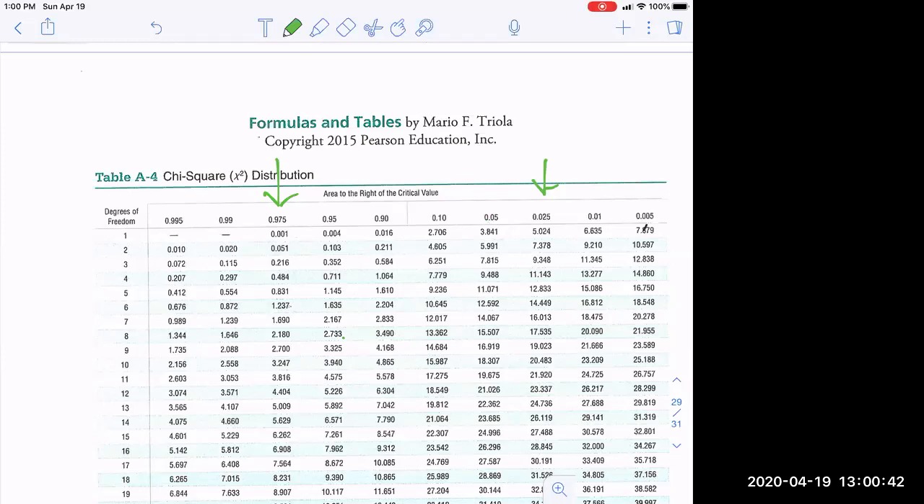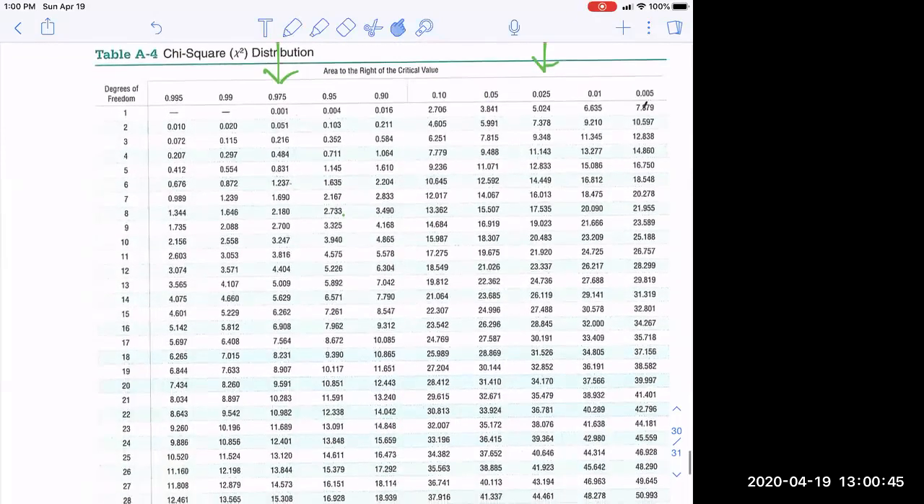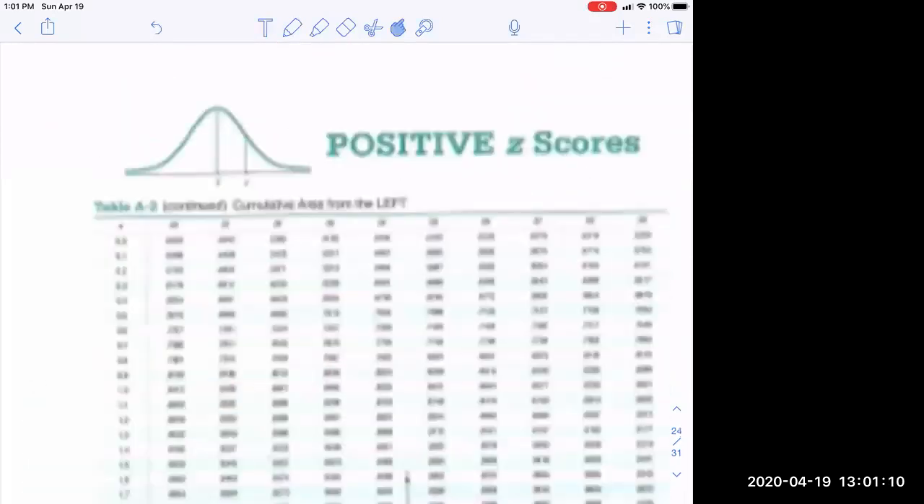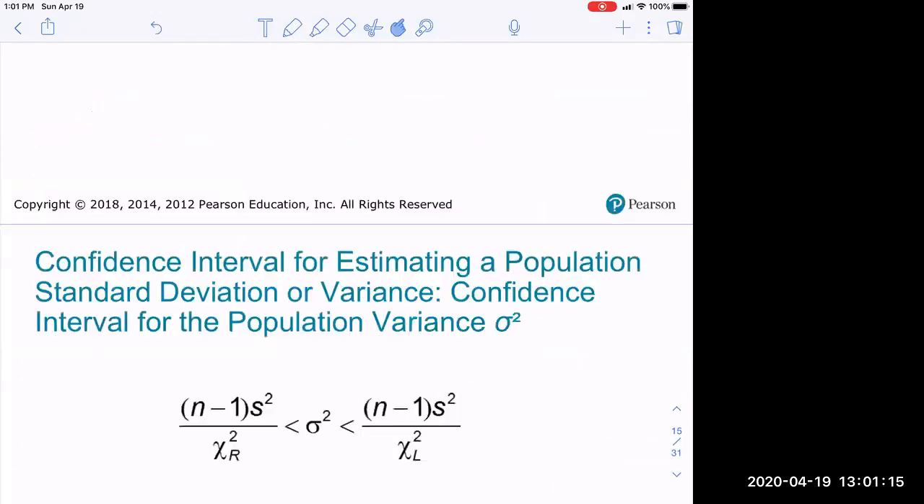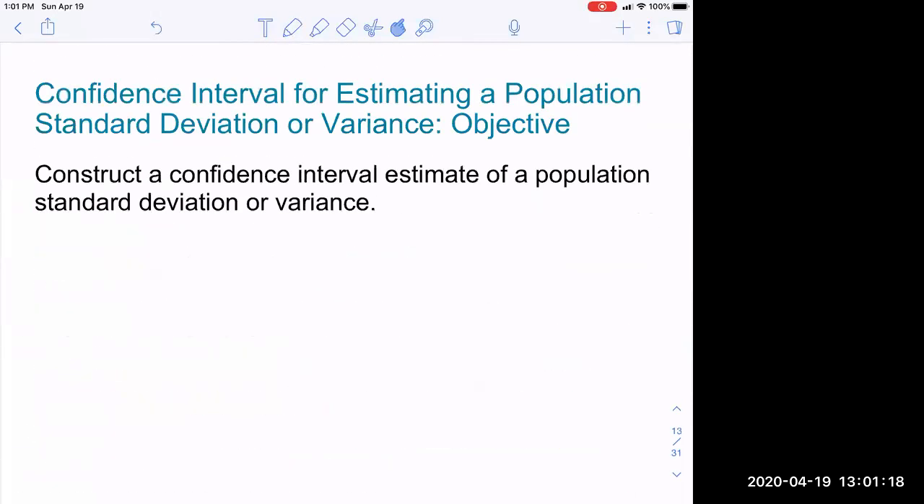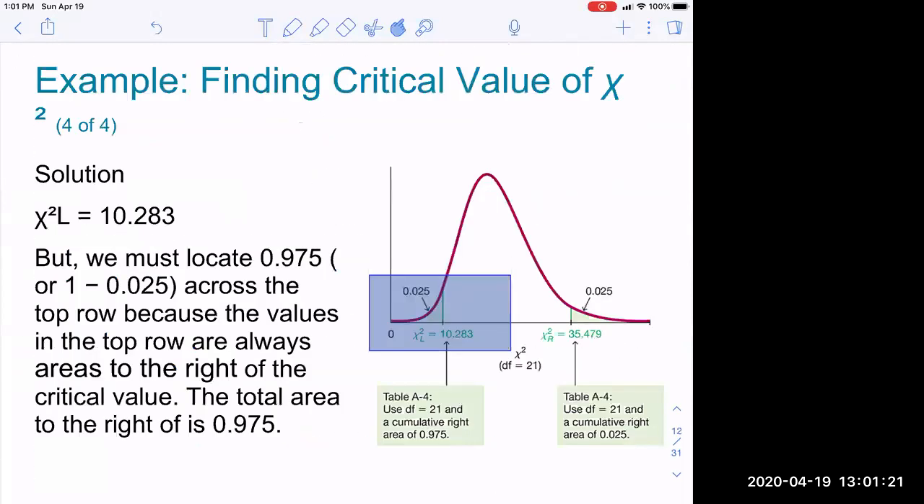Okay, so we got our column. Now we need our row. That is degrees of freedom. Degrees of freedom was 21. Go down here. 10.283 for chi-squared left, chi-squared right is 35.479. And I sure hope those are our values when we get back up there. And there they are.